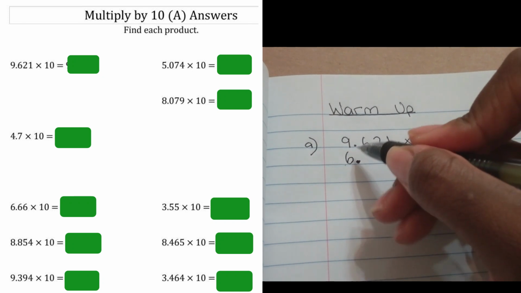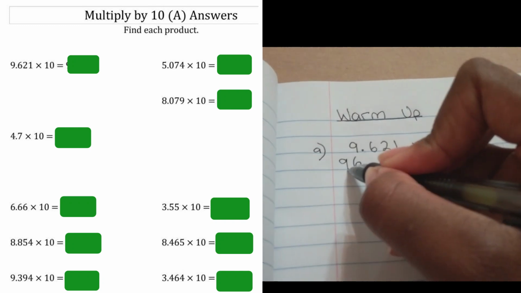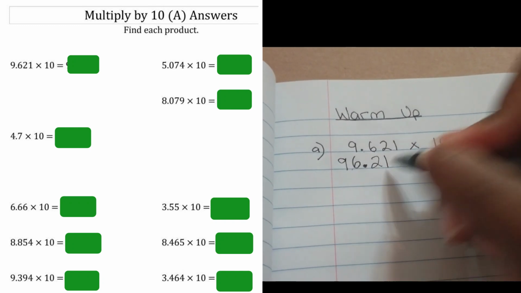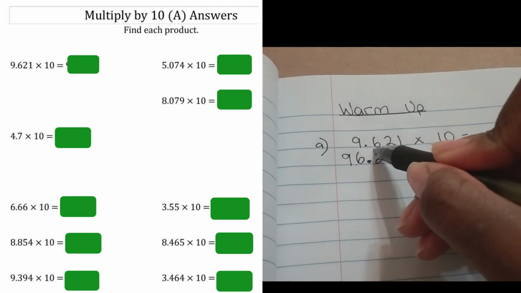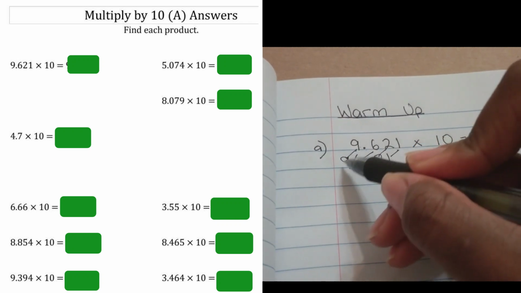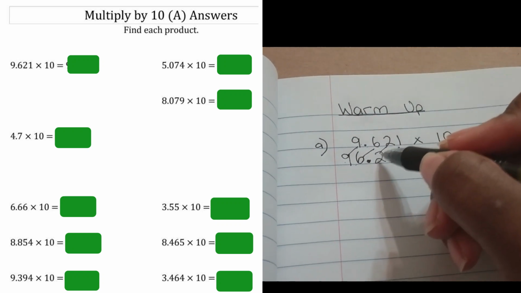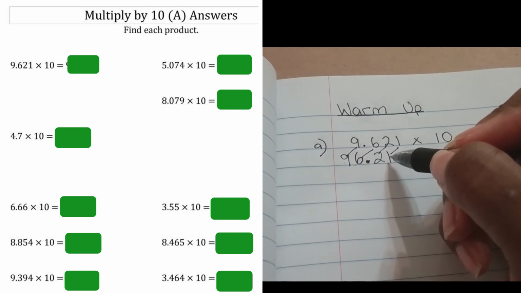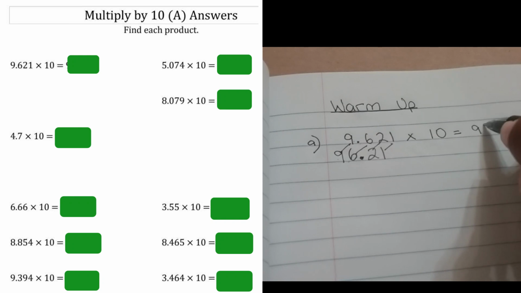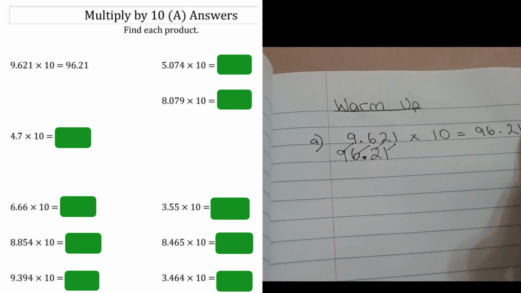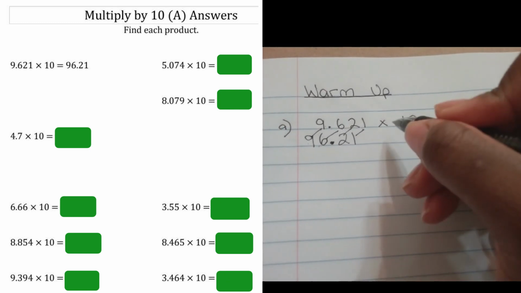Once I've moved that 6, it's kind of easy for me to put everything back in place because all the numbers stay in the same order. So it's still 9, 6, 2, 1. And now I can clearly see how everything shifted one place. Ones to tens, tenths to ones, hundredths to tenths, and thousandths to hundredths. Everything scooched over one spot. So my answer is 96.21.